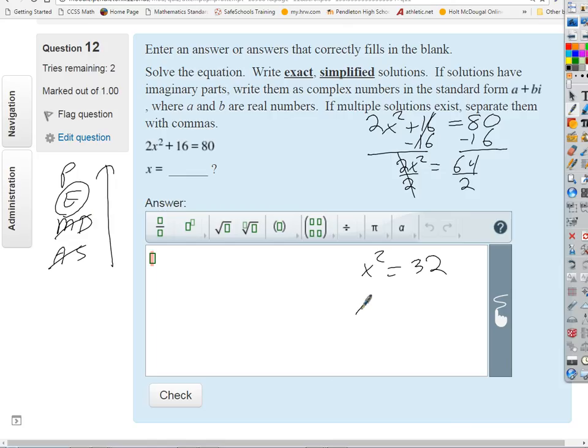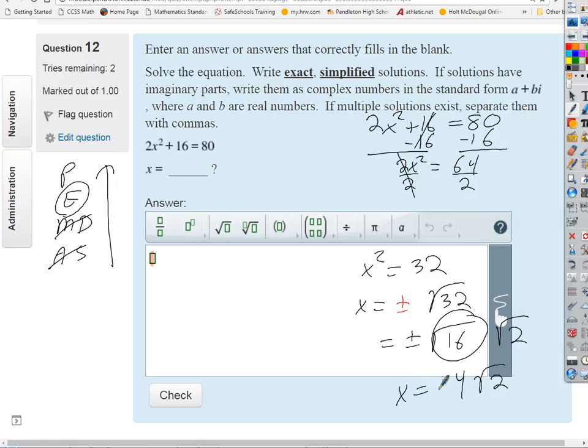So if I square root both sides, remember I've got to put my plus or minus, and then the square root of 32. Well, what's the biggest perfect square that divides into 32? That'd be 16. So this looks like plus or minus the square root of 16. You put the perfect square first. 32 is 16 times 2. So we get the square root of 16 times the square root of 2. And we put the square root of 16 first because that becomes a 4. So we get x equals plus or minus 4 radical 2.